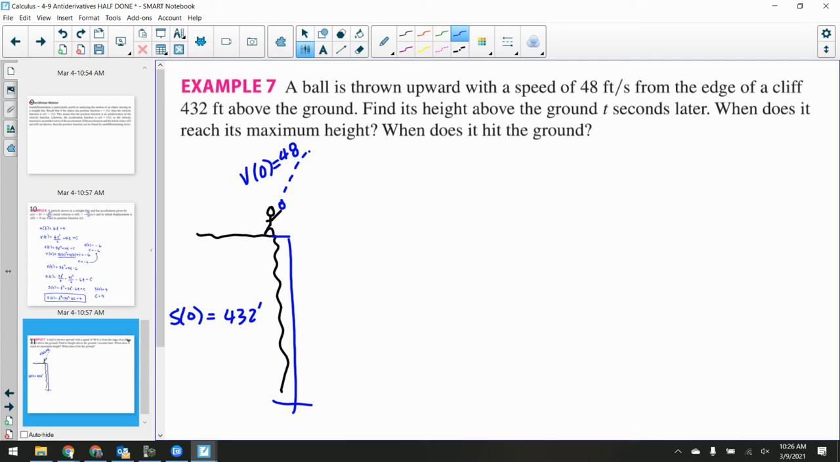And gravity pulls it down, right? Isn't there an acceleration working on the ball? There's an acceleration working on the ball, pushing it downward, right? Does anybody remember what it is in feet per second?